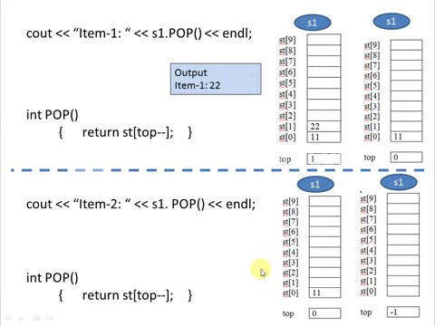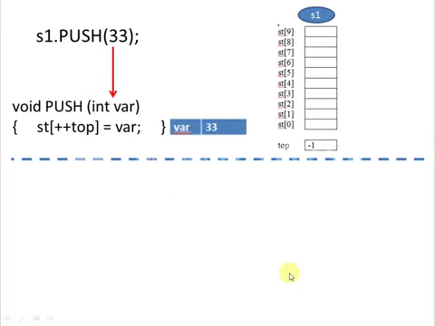And what will be the output? Here the output will be displayed as 11. You may see output atom 2 is equal to 11. Now if we want to insert the next element into the stack, the top will increment from -1 to 0.